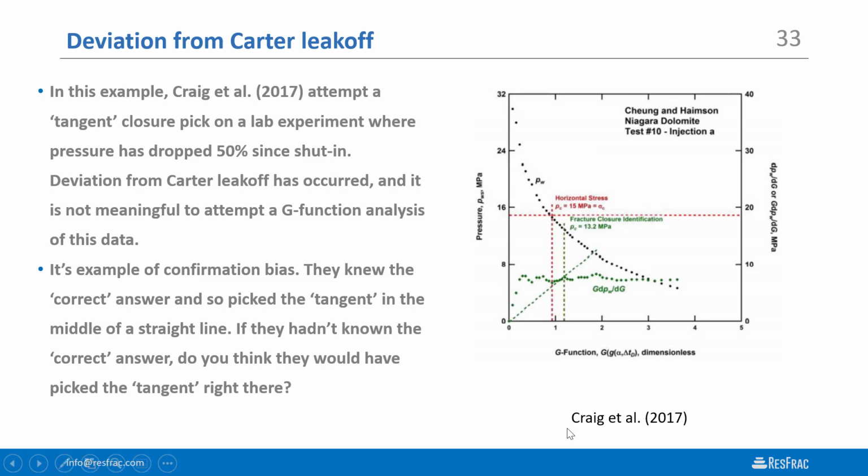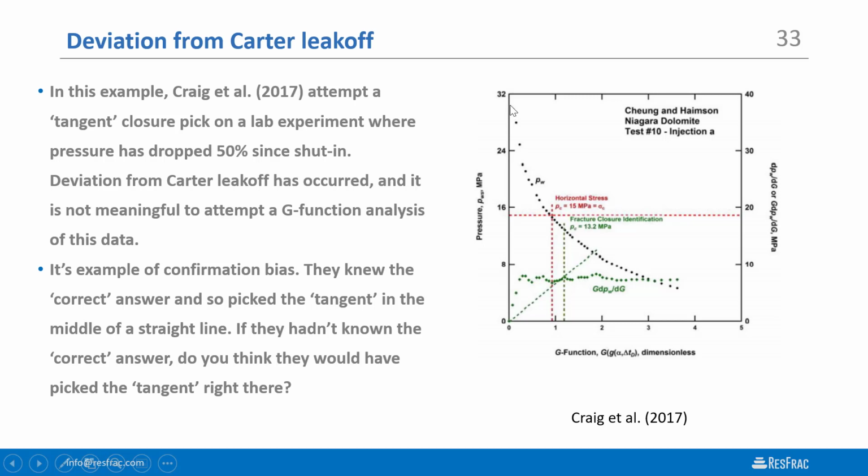This is a paper from Craig et al., 2017. This is the only paper I've ever seen where anyone actually tried to use data to empirically validate the tangent method. I'll talk a little more about that later, but in this example, it's a great one. This is a laboratory experiment where the shut-in pressure must have been up here around 30 megapascals or so. They know the actual horizontal stress because it's a laboratory experiment. It was 15. And they're attempting a G times dP/dG analysis here.